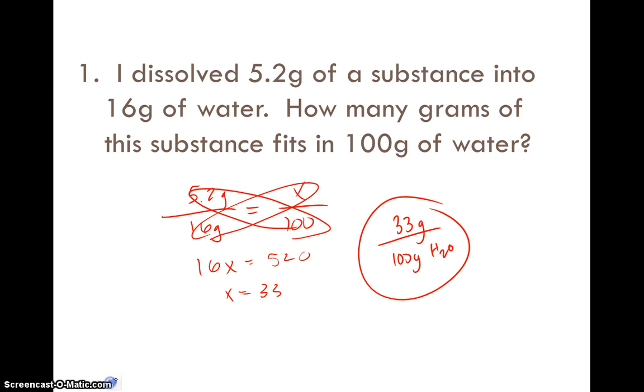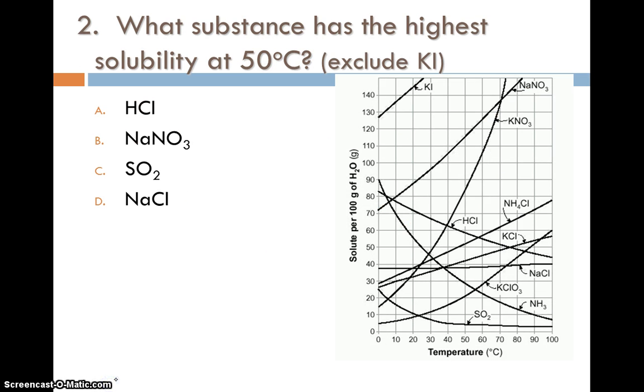The other thing we can do is look at different problems using solubility curves. So let's go back to what we were just trying on the previous page. If we had a question like, what substance has the highest solubility at 50 degrees Celsius, and here are our options, we want the highest solubility, so let's look at where each of these falls at 50 degrees. So here's 50 degrees.